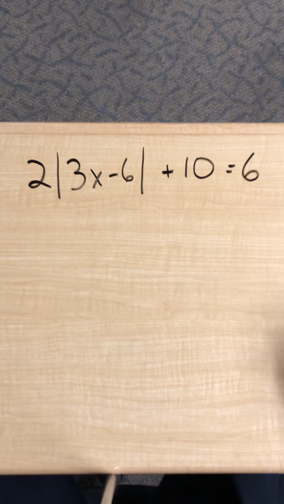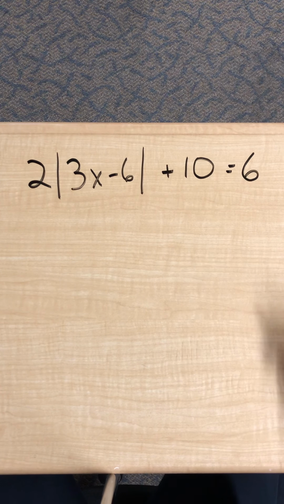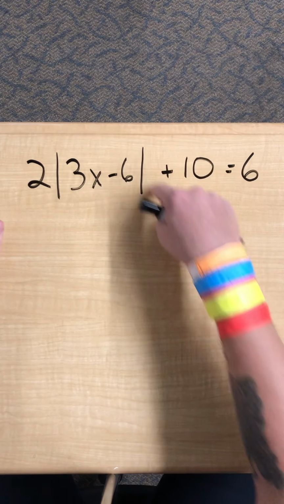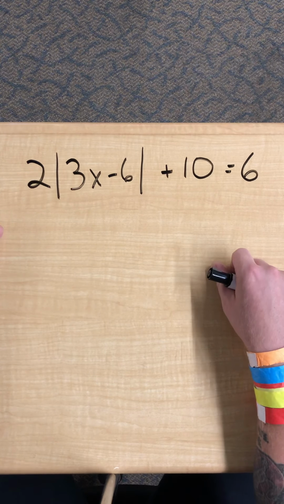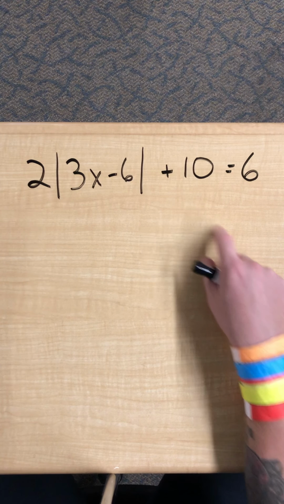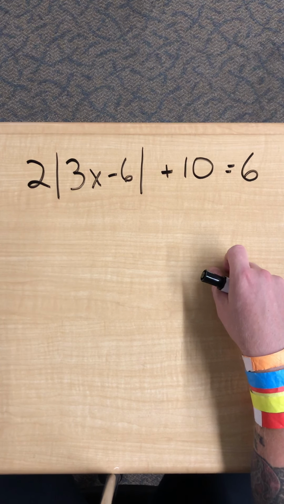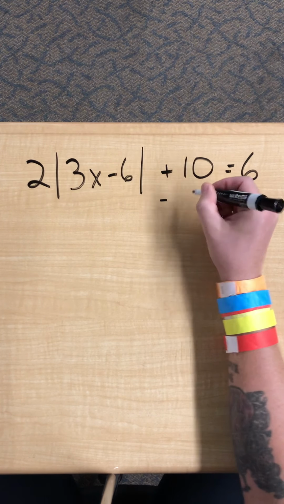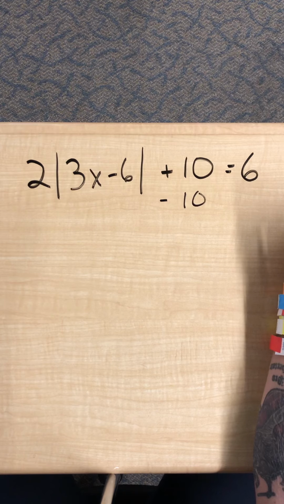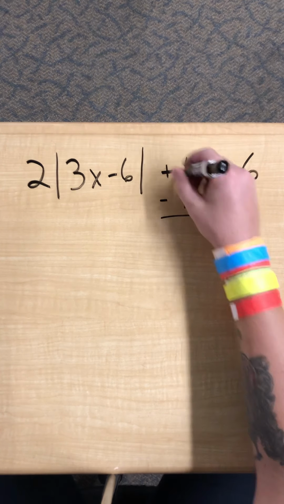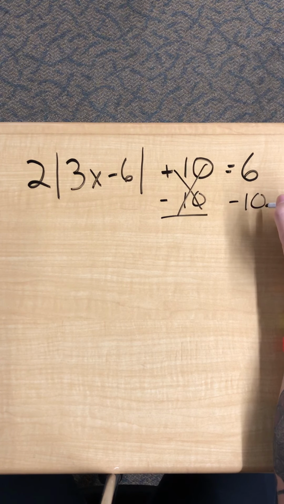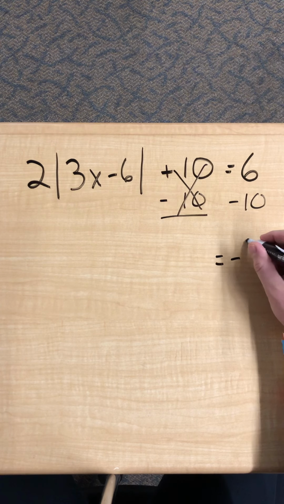The good news is you guys have been doing these kinds of steps since the beginning of school. So I see this, I notice two things. I have a positive 10 and I have a 2. Well, I'm going to get rid of that 10 real quick before I divide by the 2, before I can isolate my absolute value. So if that's a plus 10, what I'm going to do to get rid of it is subtract 10. So boom, just like that, that cancels out. What I do to one side, I have to do to the other. 6 minus 10, all right, we have to be careful here. 6 in the positive, 10 in the negative, that equals -4.